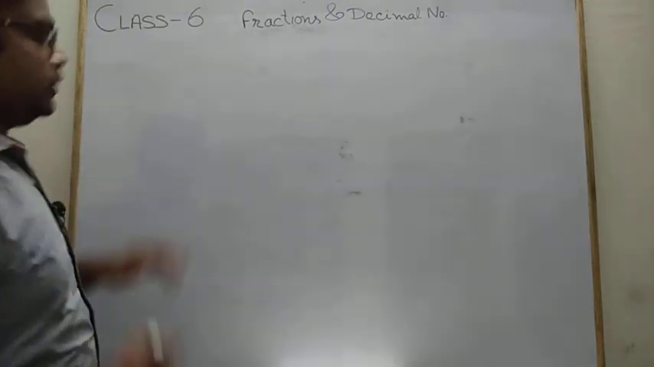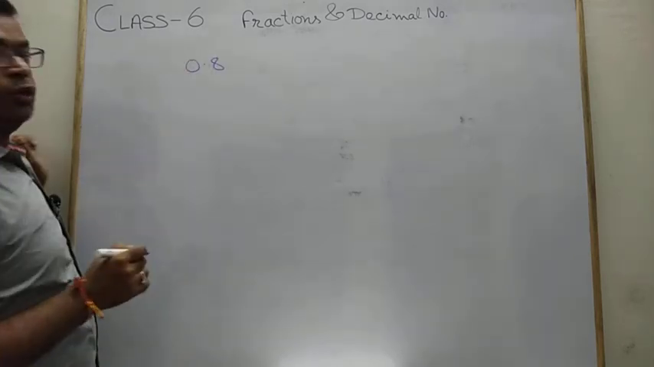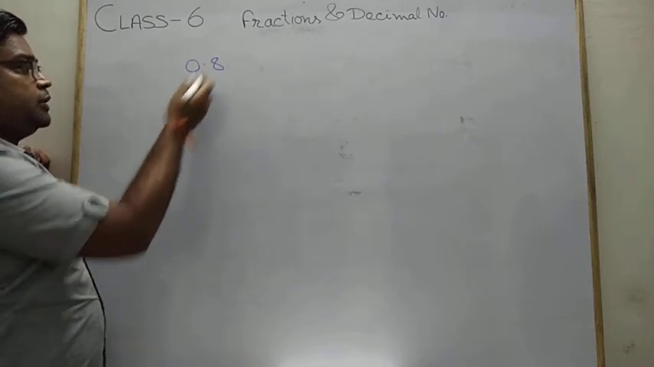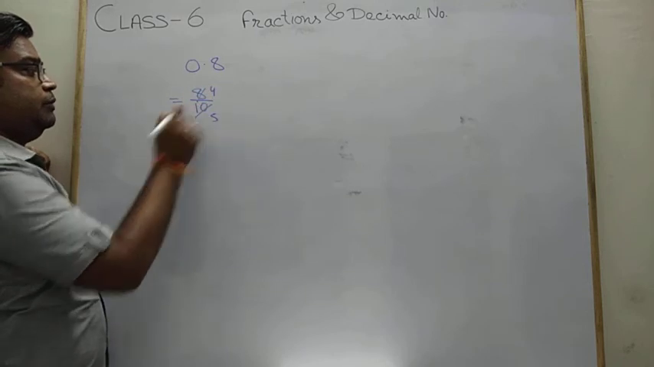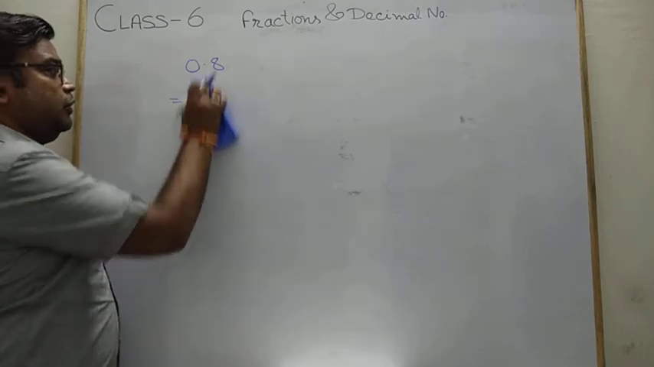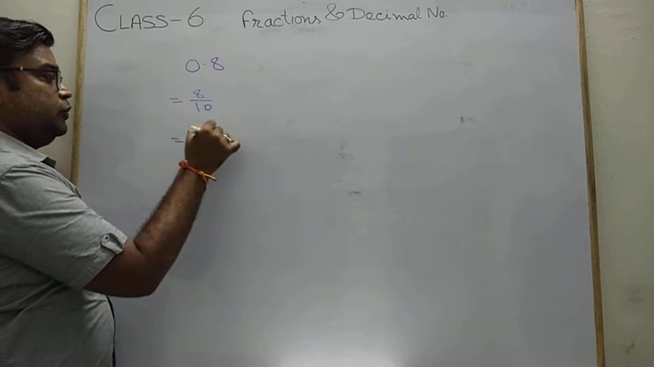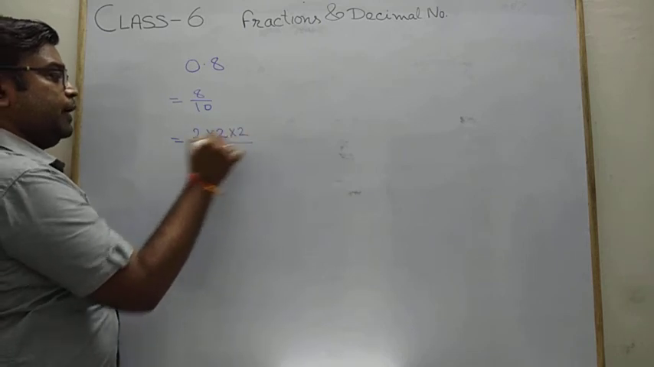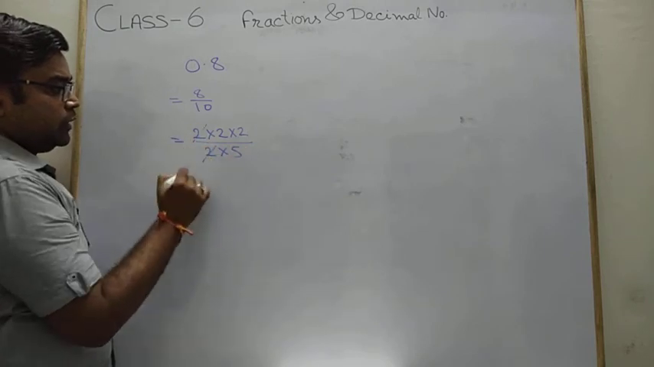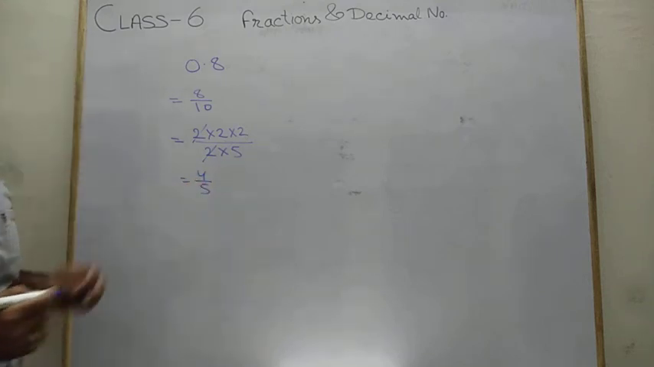Suppose the question says convert this decimal number into the simplest form of fraction. I am choosing only 0.8. So first convert into a decimal fraction, 8 upon 10. Then simplify it. 2 4s are 8, 2 5s are 10. We have a common factor, or you can use either method. 8 upon 10, or you can write 2 into 2 into 2 by 2 into 5. 2 commons are there, cut it. What do we have? 2 2s are 4 over 5. Clear? Likewise we can solve.